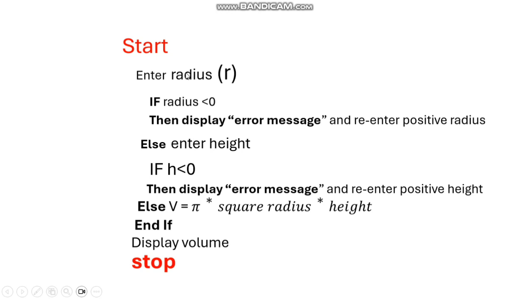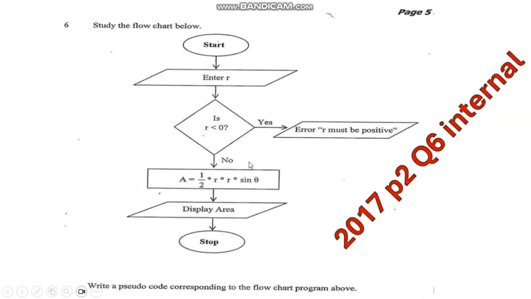This is how we can write the pseudocode for finding the volume of the cylinder. It's as simple as this. I hope it's clear.